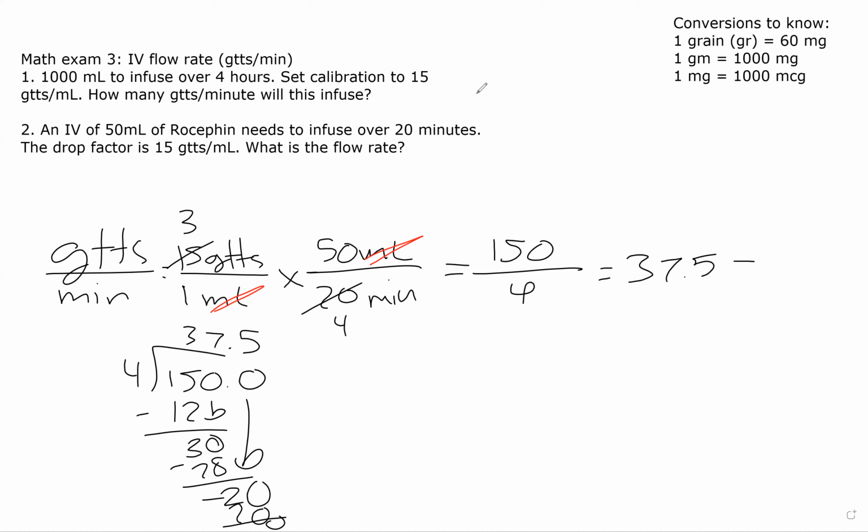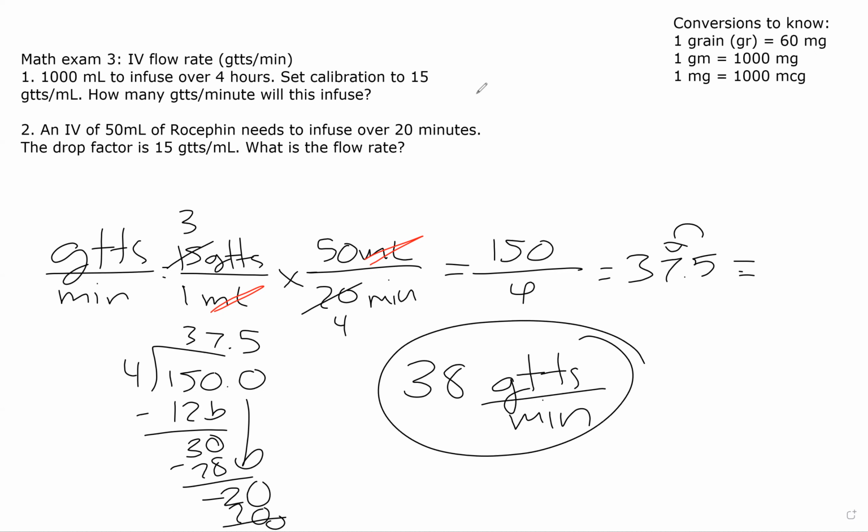So we have 37.5. But again, like the last one, we can't do 0.5 of a drop. So we'll need to round. The 5 will turn the 7 into an 8. So this will be 38 drops per minute. Hope that makes sense.